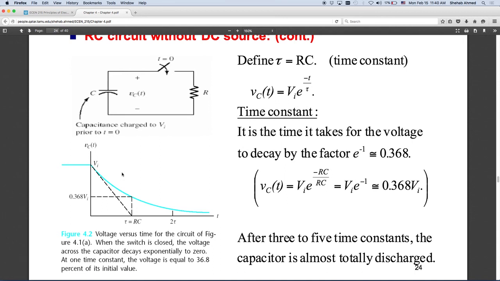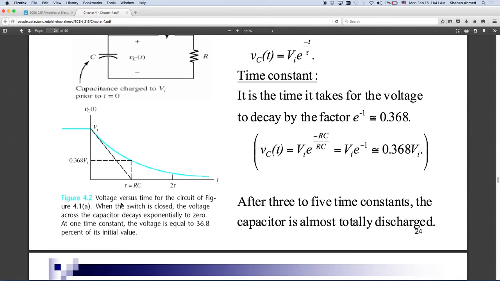So that's what they draw here. They tell you that the slope of this discharge waveform, if you extend it, will intersect at this one time constant. They're just drawing it out there. And at this one time constant, the capacitor voltage is equal to 0.368 times the initial voltage. Just an application of the equation.